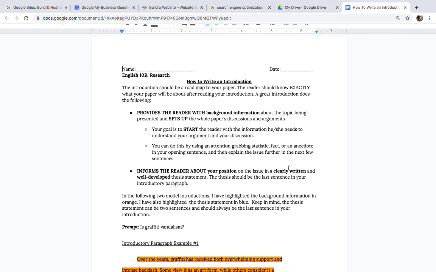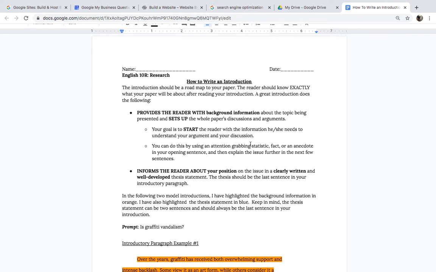Introductions don't need to be terribly long. In fact, they can be 5 to 6 sentences. They just need to be clear about your position and provide background information. Okay? A good introduction also informs the reader about your position on the issue in a clearly written and well-developed thesis. And this thesis statement should be the last sentence in your introductory paragraph.